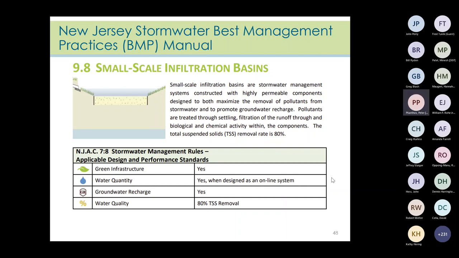If you are not familiar with a BMP, this is a good place to become acquainted with how the BMP complies with the rule requirements. In this case, the small-scale infiltration basin, when designed in accordance with all of the design criteria in the chapter, is approved as a GIBMP. It can be used to address stormwater runoff quantity control when designed as an online system. It can be used to meet the groundwater recharge requirement, and it has a TSS removal rate of 80%. The other tables below this first table, although not shown here, provide additional design criteria explained in the chapter.